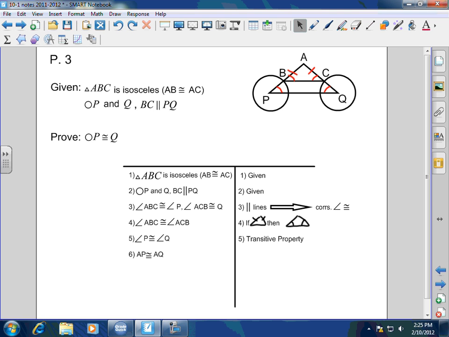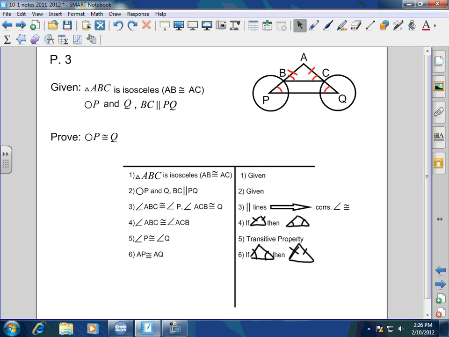Now, AP is congruent to AQ because, this would be if angles, then sides.